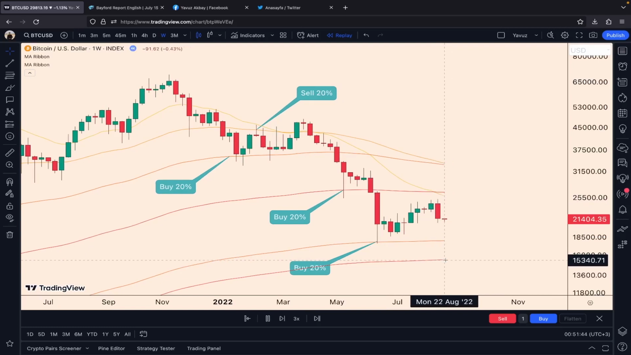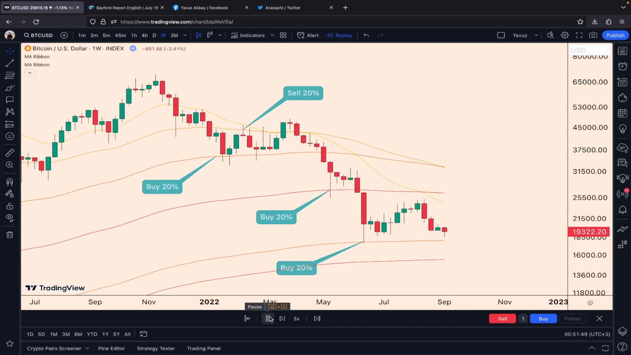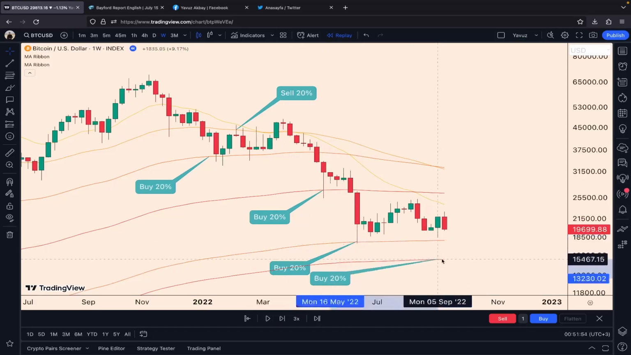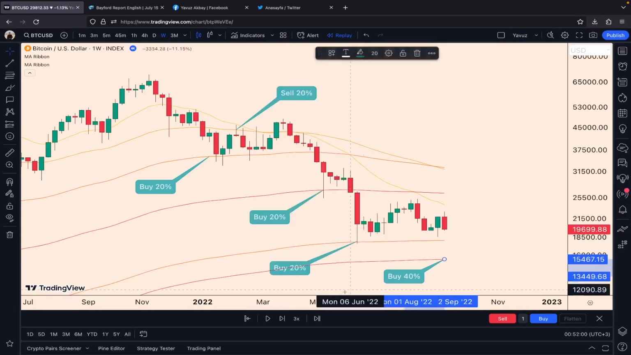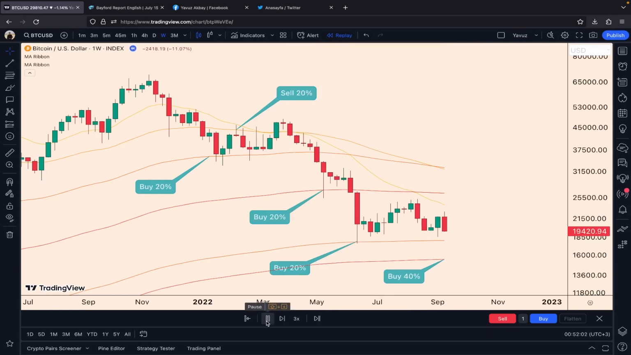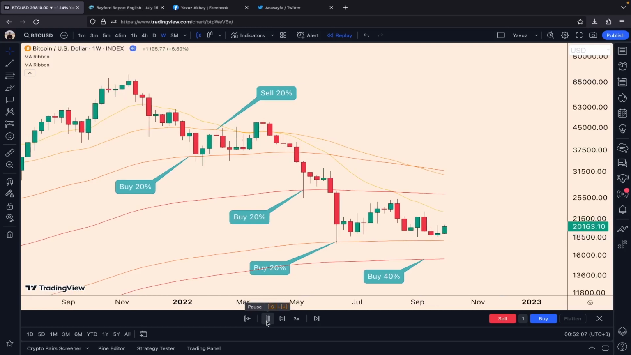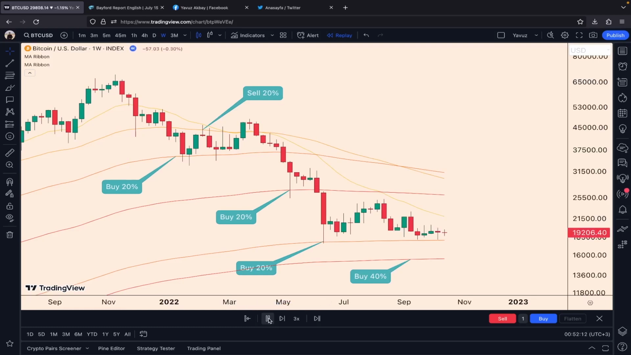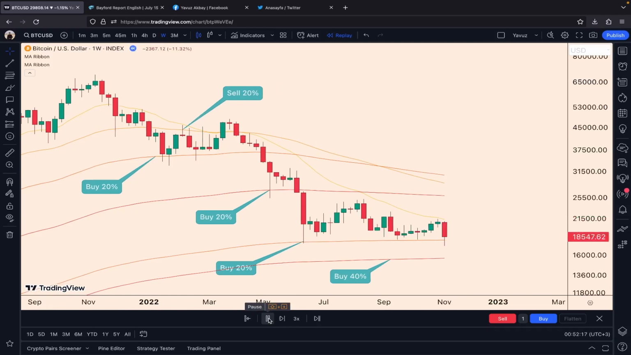So maybe EMA 250 can be an opportunity for me, and I actually bought here. I was looking to buy at least 40% of my capital. So what happened? Let's see. As you can see, it's getting more and more pressured. It's again at least 3 times rejected from EMA 70, exactly right here.